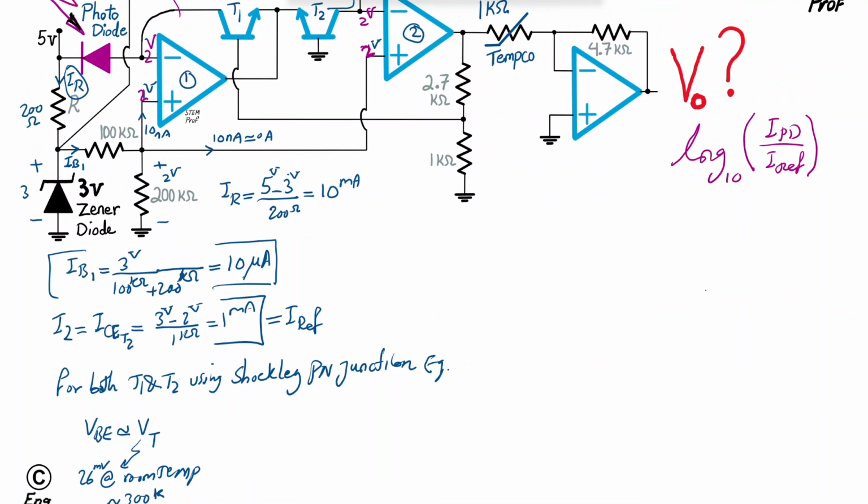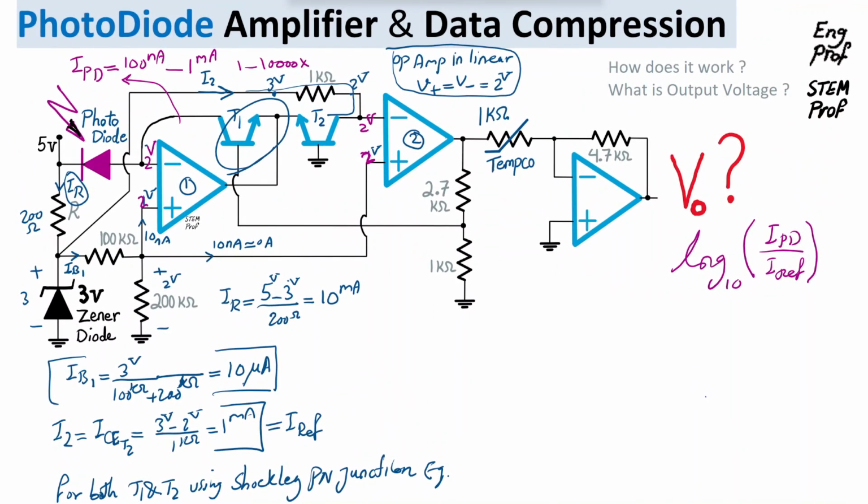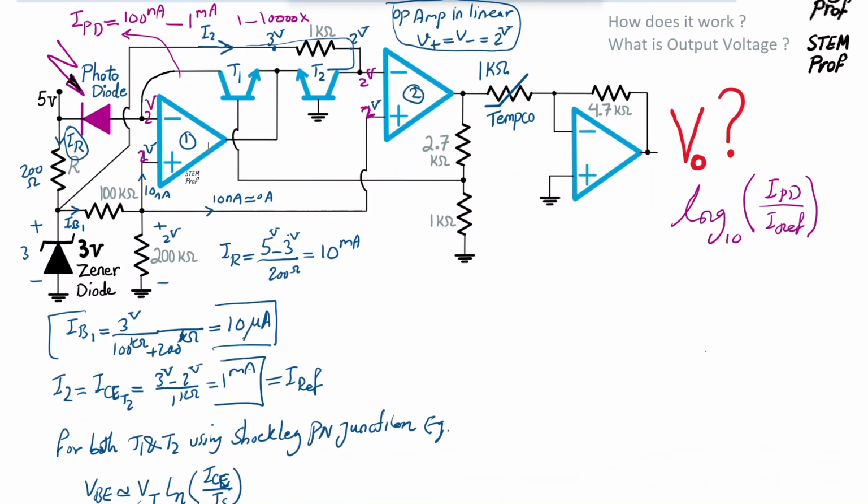Now, Vt times the natural logarithm, ln, of the collector-emitter current divided by the saturation current of the transistor, which is thermally very sensitive. We want to get rid of that saturation current because it changes a lot with the temperature of the p-n junction of the transistor. That's the benefit of having pairs coupled this way with a common emitter. It will get rid of that.